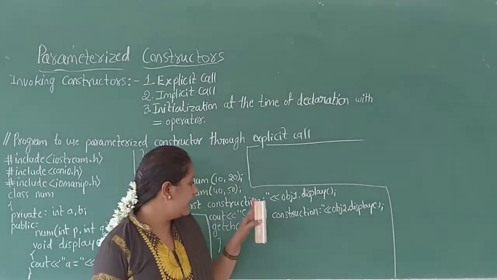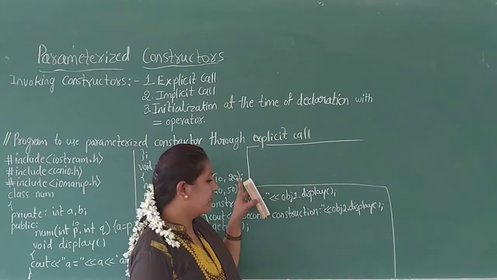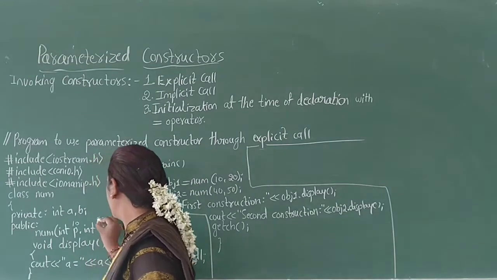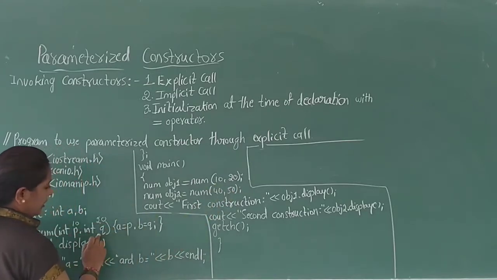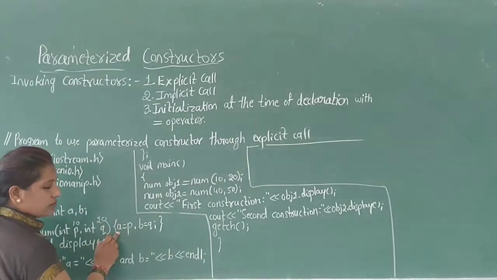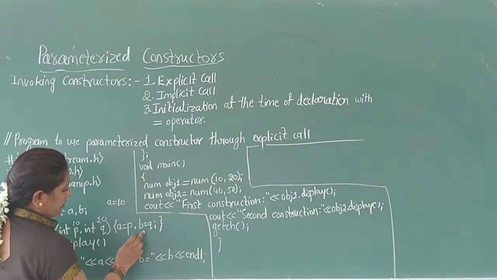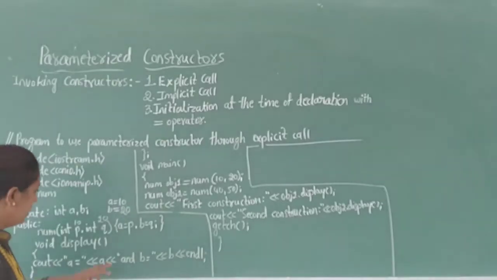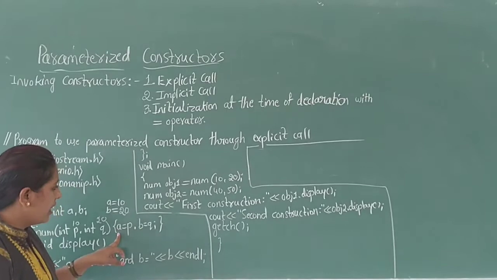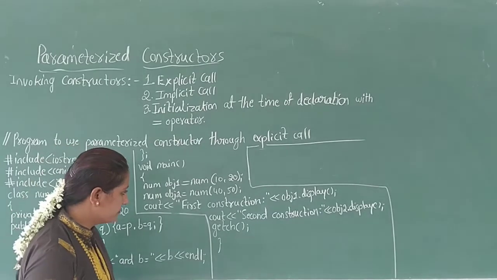Here the P value is read as 10, then the Q value is read as 20. Next, the P value is assigned to the variable A. Now A is holding the value 10. Then the Q value is assigned to the variable B. Now B is holding the value 20. Next, it ends the parameterized constructor and goes back to the main function.